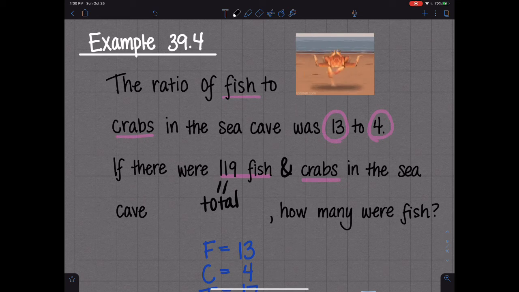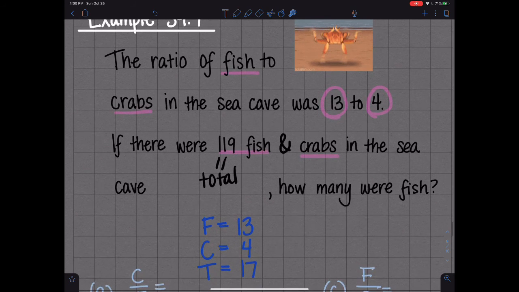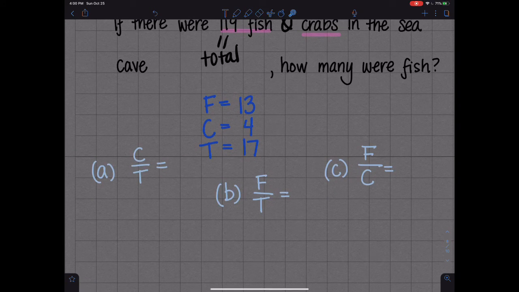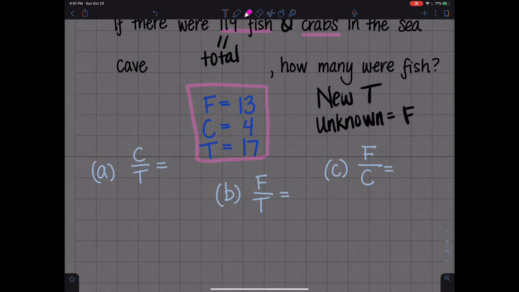Okay, and then it wants to know how many were fish. How many were fish? So it wants to know F and T. I would write down the new information that they give you, there's a new total, new T, and then it wants to know the unknown, which is the number of fish. So I would do fish, crabs, and totals, just like we did before, with the ratio that they gave us. But I don't know if I'd write down all 3. I would just use the one with the F and the T, right?